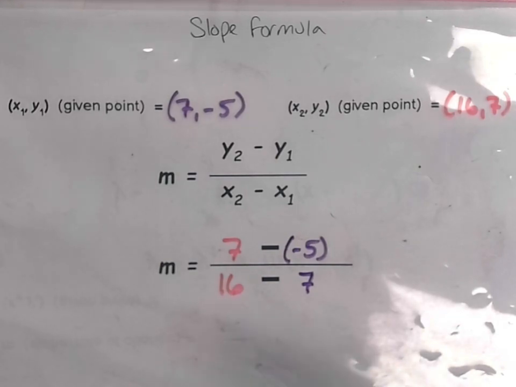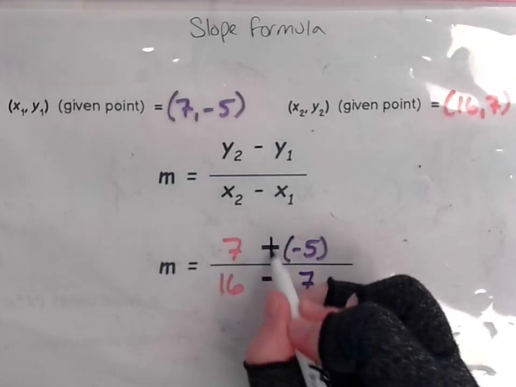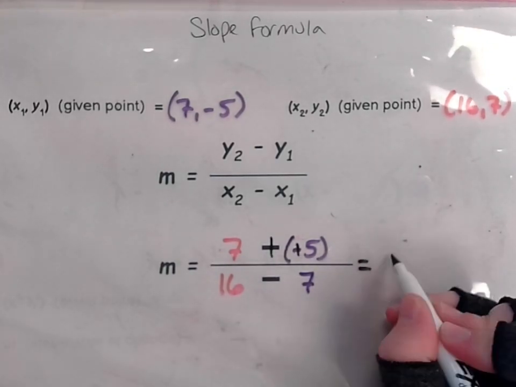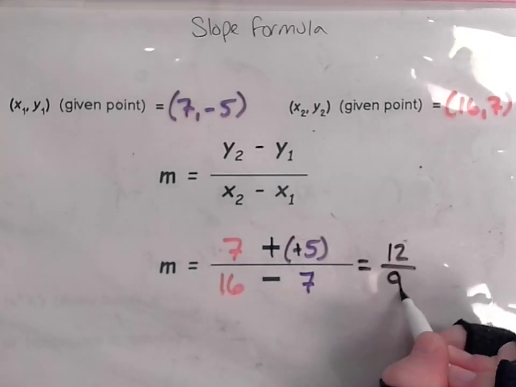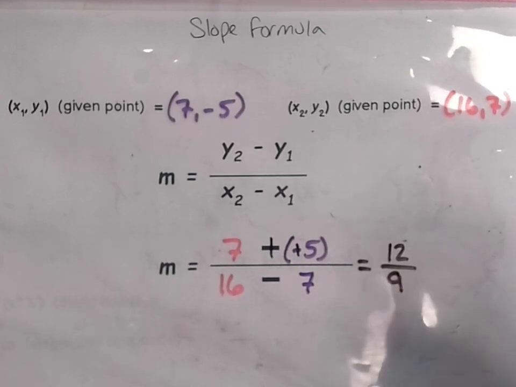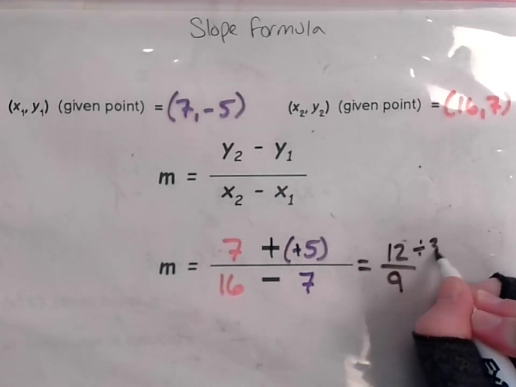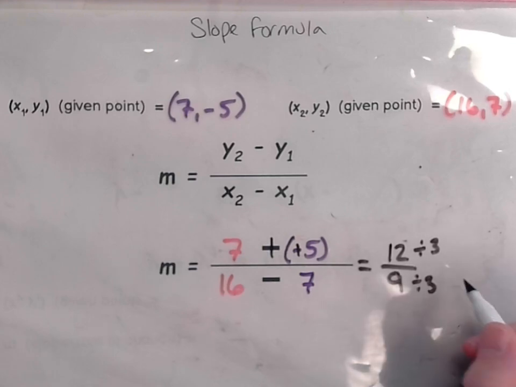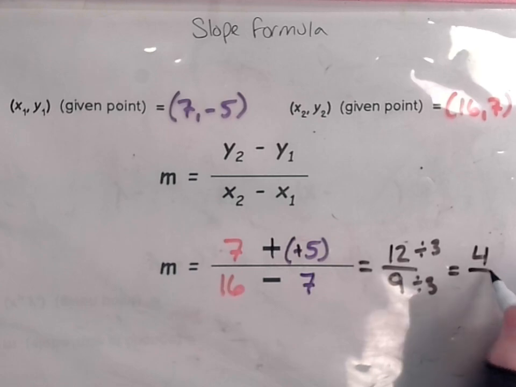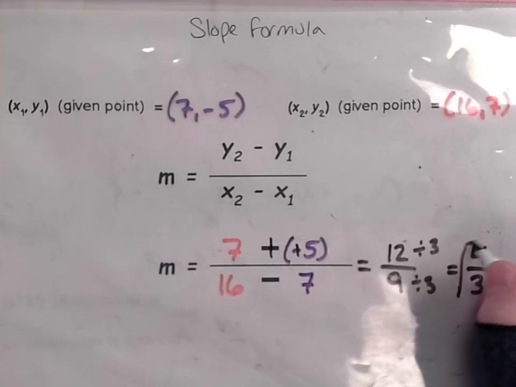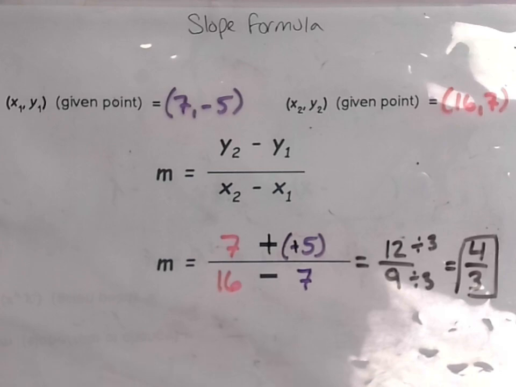So we go ahead and we simplify this. 7 minus -5, or 7 plus 5, is 12, over 16 minus 7 is 9. Now this can simplify numerically by dividing both the top and the bottom by 3. So 12 divided by 3 is 4, and 9 divided by 3 is 3. And that's going to be our answer here. That's as fully simplified as it can be.